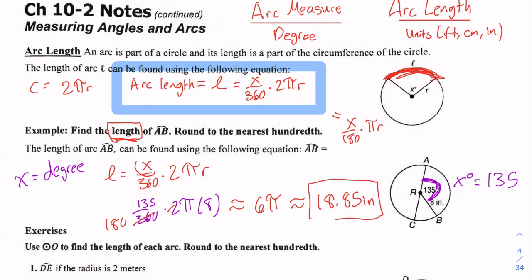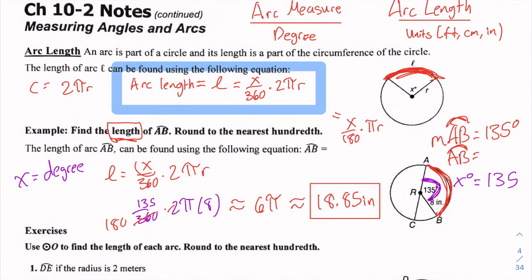Inches. So that is the measure of this arc. Keep this in mind. The measurement of arc AB is what? 135 degrees. That's the measurement. Now, what is the length of arc AB? You just say AB. This is the length of arc AB, and that is 18.85 inches.